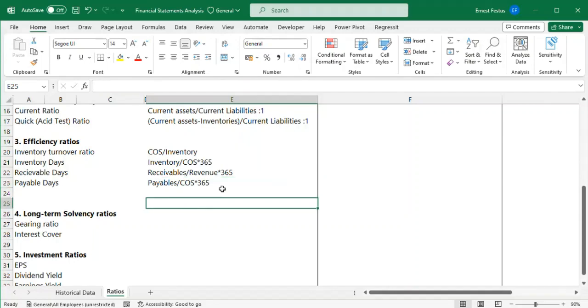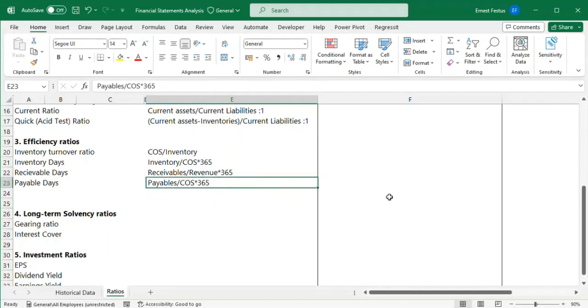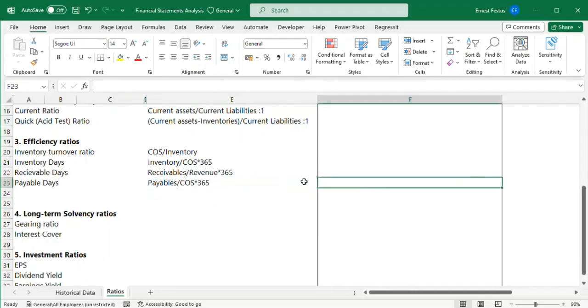Oh yes, so that is the exact interpretation of the payable days. So we are talking about the number of days credit is taken by the company from its suppliers. The number of days your suppliers are willing to wait for you to pay them.